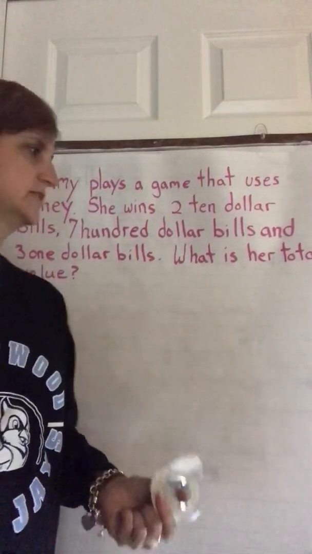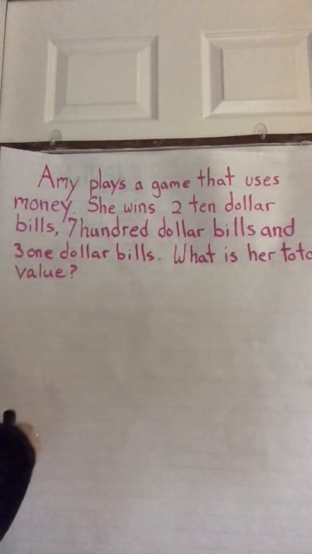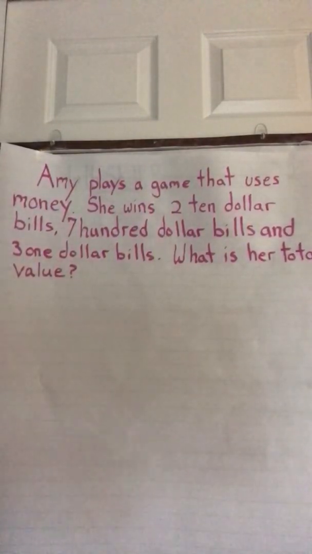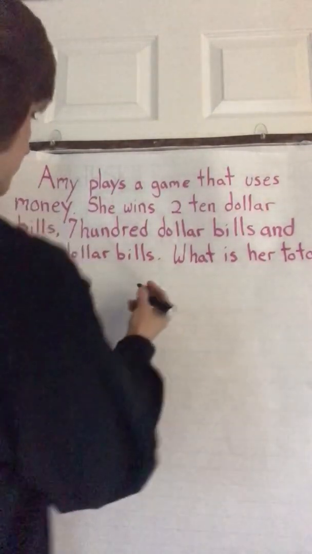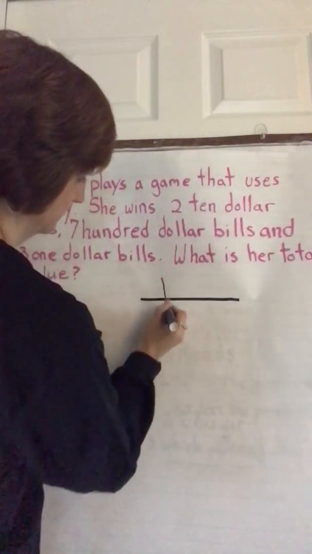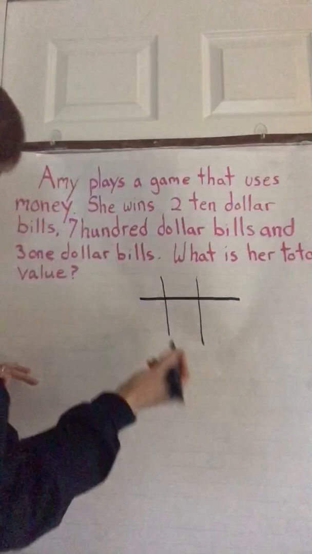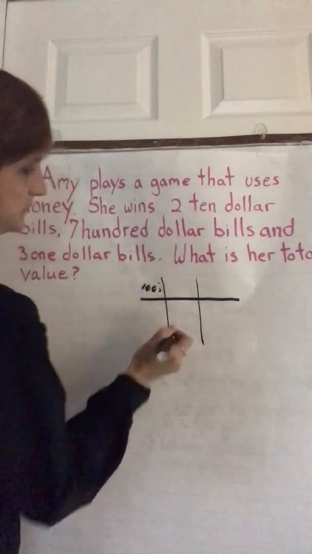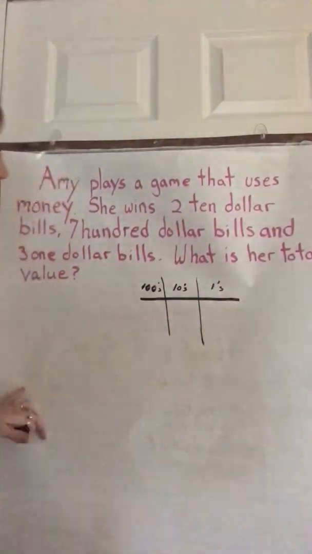So since we're working with place value, that's what we're going to use to help us solve this. Remember before we said when we're using $100 bills, $10 bills, and $1 bills, that those fit nicely into our place value chart. So I'm going to create a place value chart. Okay, there's our 3 columns. Again, first one is the hundreds. Second one is the tens. And the third one is the ones.